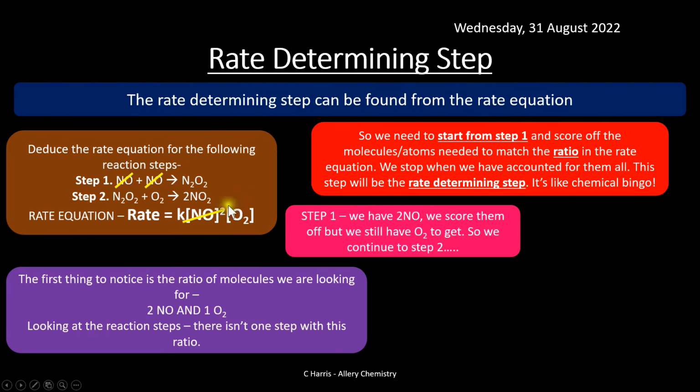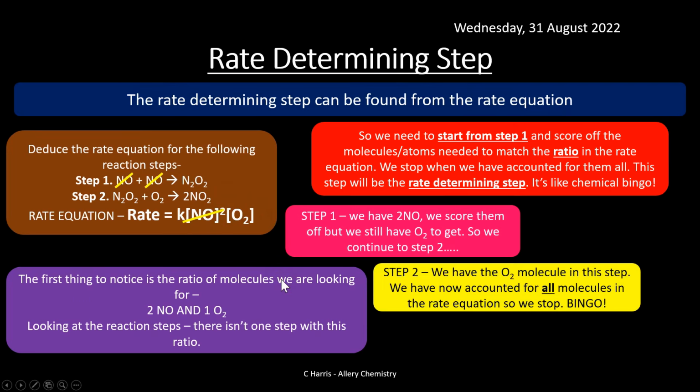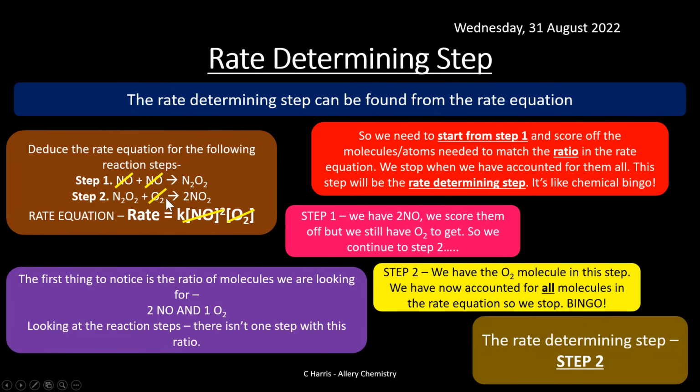There we are. So we score them off. Step 2, we have our oxygen there. There it is. And we've now accounted for all of our molecules. And at this point, we stop. Bingo, we've got everything. And effectively, the point at which you stop, the first opportunity when you've scored everything off, that step is your rate determining step. It is that straightforward.